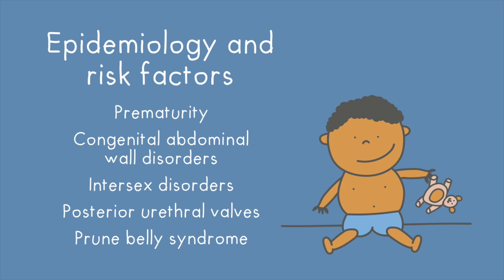Undescended testes occur in about 1% of the male population, and the main risk factors are prematurity, congenital abdominal wall disorders, intersex disorders, posterior urethral valves, and prune belly syndrome.